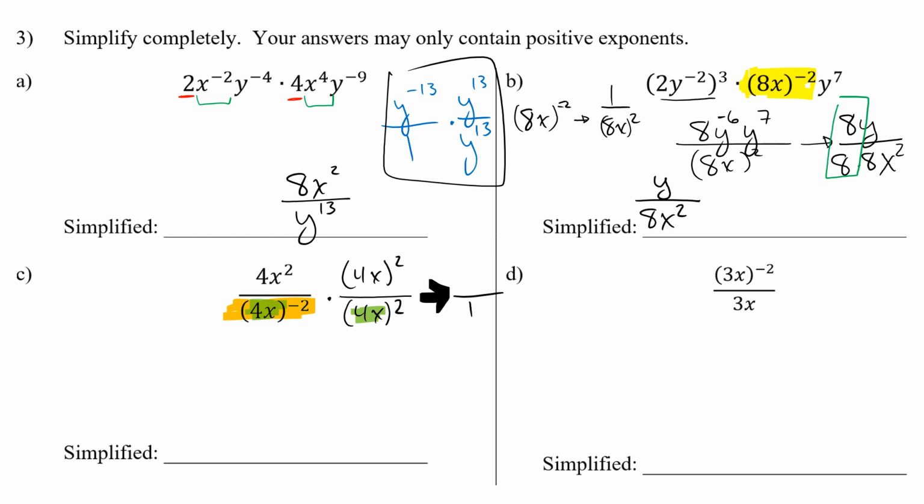And my numerator, if you look at it, let's not forget, there is a 4x squared, but then there's a 4x, the quantity squared.